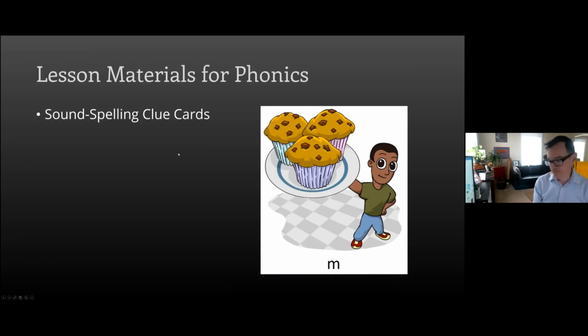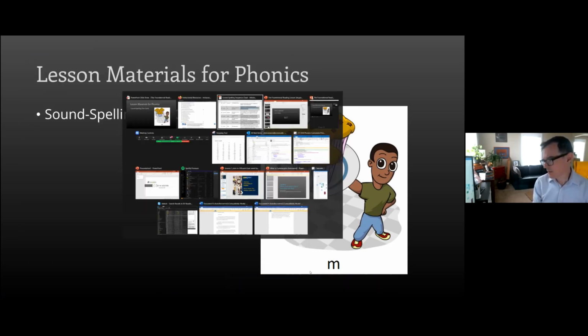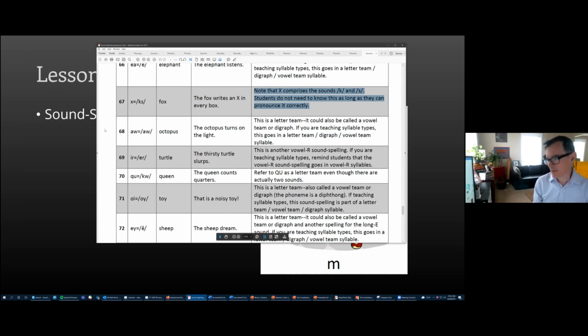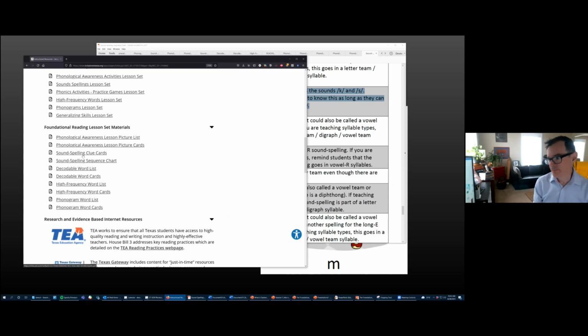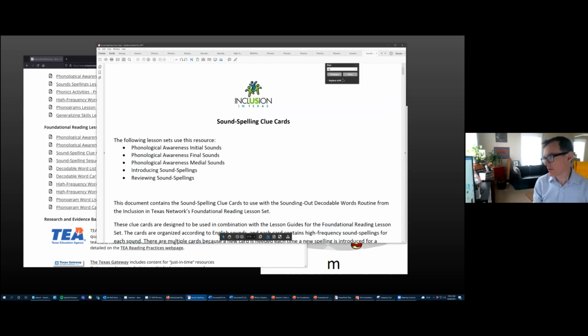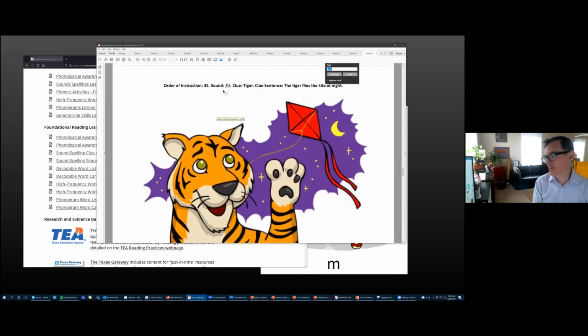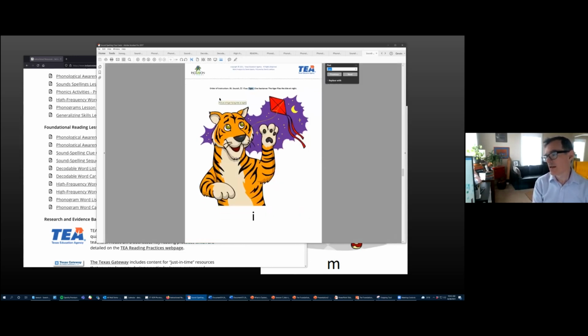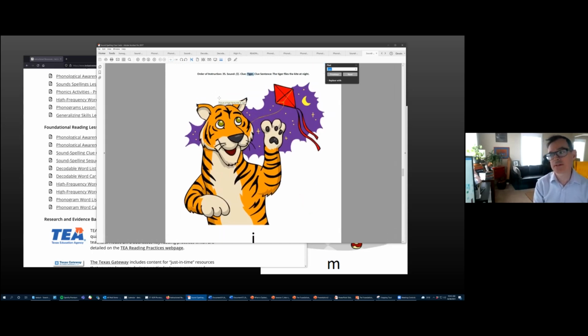Where is the list? Let's see, download this again. So the one that somebody asked about, tiger. Okay, so tiger is the card for I. People have asked, why is tiger for I? Because it doesn't start with an I. That's intentional. It's because the sound I usually occurs in the middle or at the end of a word rather than at the beginning. And so we have all sorts of words that have I in them.